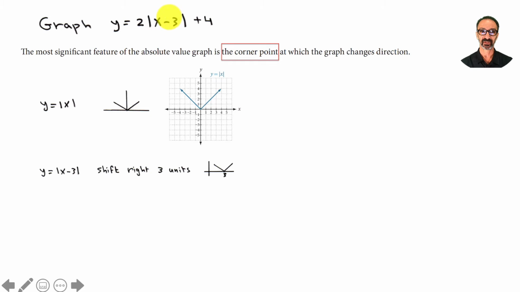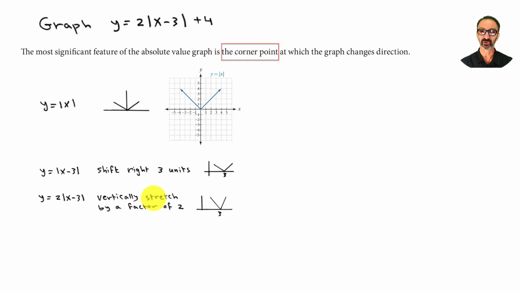Now, what do you think comes after? Should I be considering adding 4 or multiplying by 2? Think about order of operations. Multiply by 2. Well, when you multiply by 2, you're going to make it go up faster. The values will grow up faster, so it's going to be skinnier. And we call it vertically stretch by a factor of 2. You could describe it a lot of different ways. Let's just stay focused with vertical stretch. You could see, roughly speaking, that this is a vertical stretch compared to this one. It's just a quick idea.